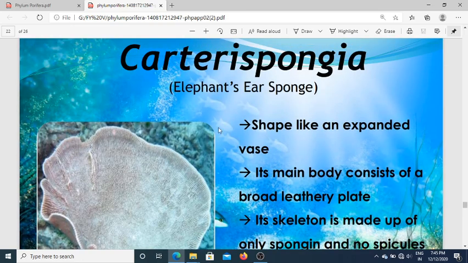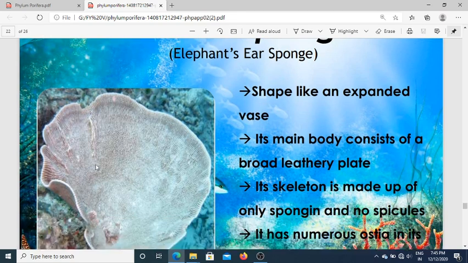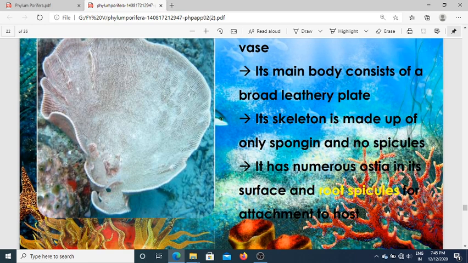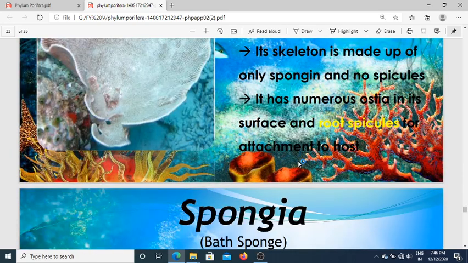This is Carteriospongia. It is also called the elephant's ear sponge because its structure is shaped like an elephant's ear, an expanded vase. Its main body consists of a broad leathery plate. Its skeleton is made up of only spongin and no spicules. It has numerous ostia on its surface and root spicules for attachment to the host.